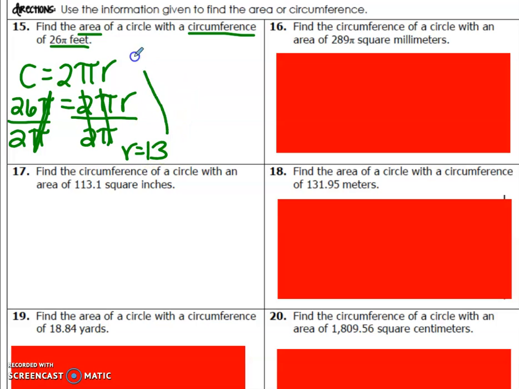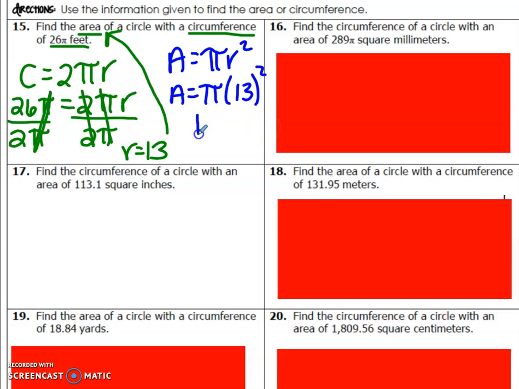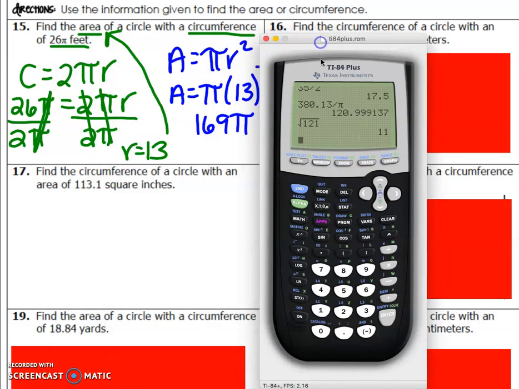So now if I know my radius, I am able to find area by plugging it into my other formula. Area equals pi r squared. So area would equal pi, your radius squared. So if you wanted to leave it in terms of pi, you would figure out what 13 squared is, which I do believe is 169. And then drop down your pi. And if you wanted to see that decimal again, you would type in the calculator 169 pi, which is 530.93.